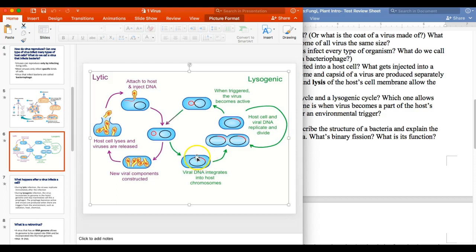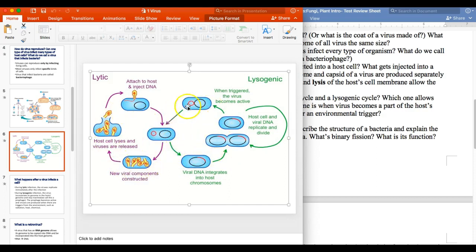The viral genome becomes a part of the genome of the host. So as the host cell replicates and makes more copies of itself, the viral genome also gets copied with the host genome, because the viral genome is basically a part of the host genome. They're together. However, if there is an environmental trigger such as heat, stress, or radiation, it would trigger this lysogenic cycle to then go into the lytic cycle.